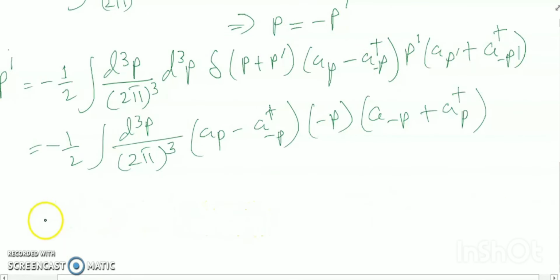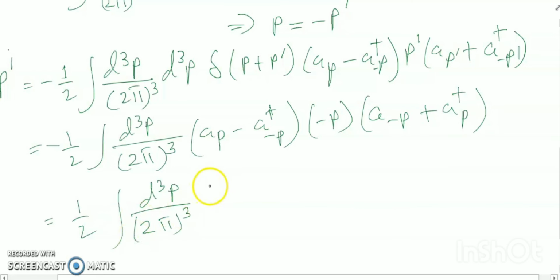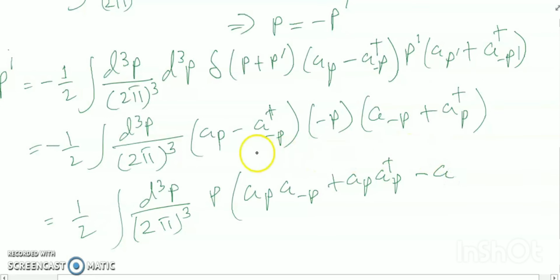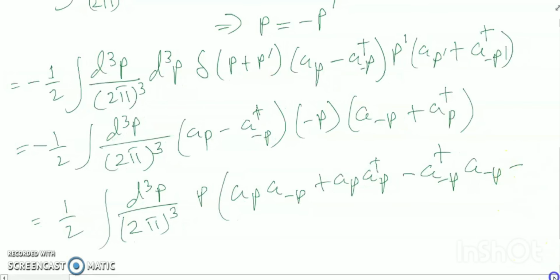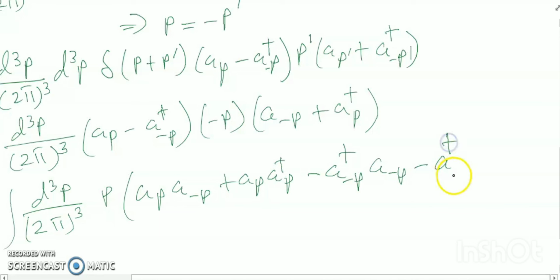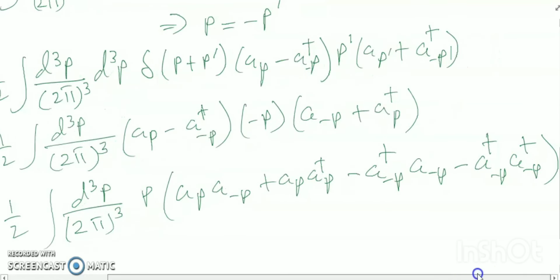Again, we get the value is half, minus into minus half, integration d cube p divided by 2 pi whole cube. And p is the same, I can write, and I just multiply a p, a plus dagger p, minus a minus p dagger a minus p, and minus a dagger minus p a dagger minus p. Okay, so this is my total multiplication.